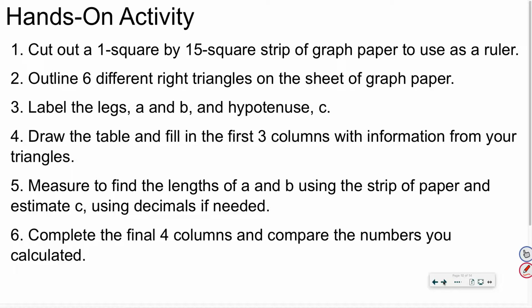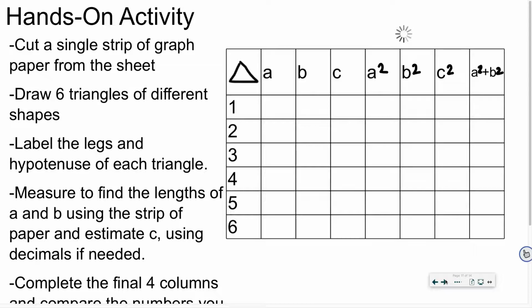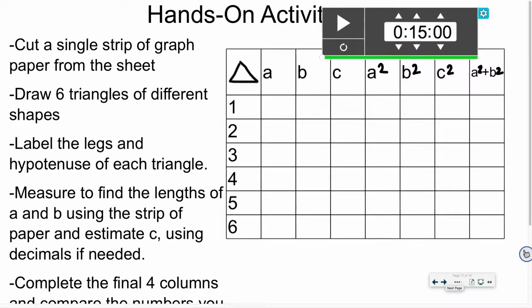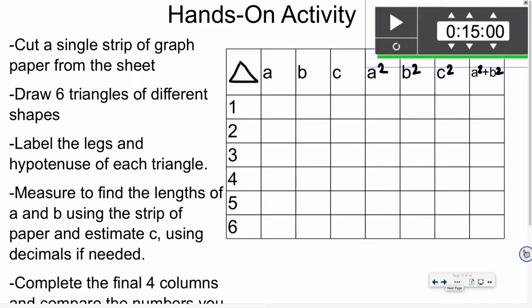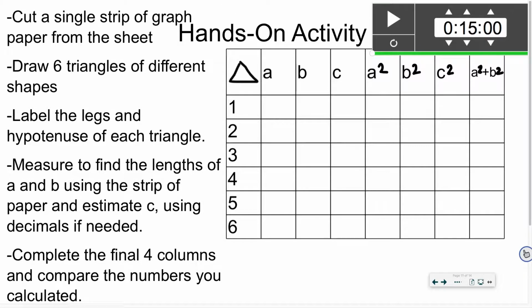Okay, we're going to do a little activity. I'm actually going to skip through this. And you're going to prove, using 6 triangles, that the Pythagorean theorem really does work. Okay? So, once I explain this, I'm actually going to stop the recording because there's no sense in me recording sound when you're cutting paper and creating triangles.